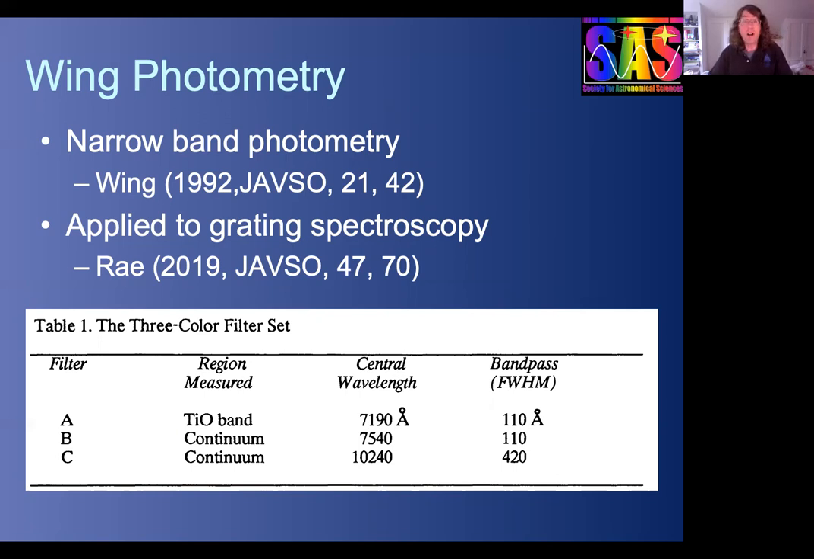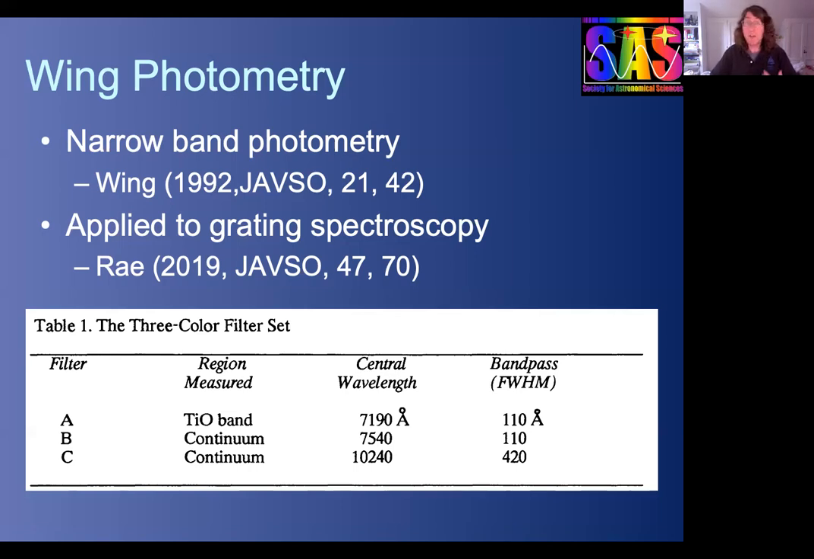It is probably more accurate to state that multi-band photometry is just ultra-low-resolution spectroscopy. I know you guys are sick of hearing me say that, but it's true. Multi-band photometry is just ultra-low resolution spectroscopy. So we can apply similar principles here. Using the principles of Wing photometry, Bill Ray developed an approach to measure the spectral changes in Mira variables. That work is outlined in his 2019 Journal of the AAVSO paper.